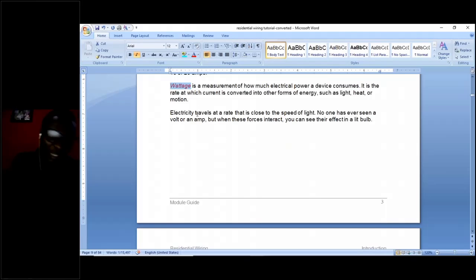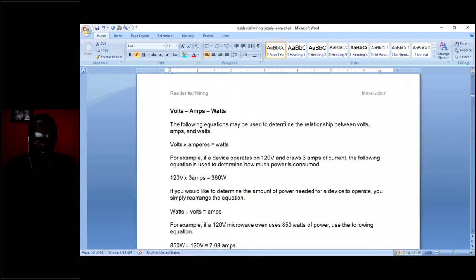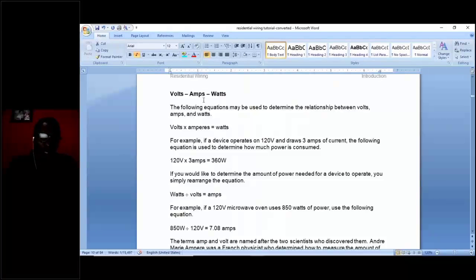Electricity travels at a rate close to the speed of light. No one has ever seen a volt. I don't think anyone has seen a volt or an amp. But when these forces interact, you can see their effect in the things around us. Like I explained initially, the relationship between volt, amp, and current.